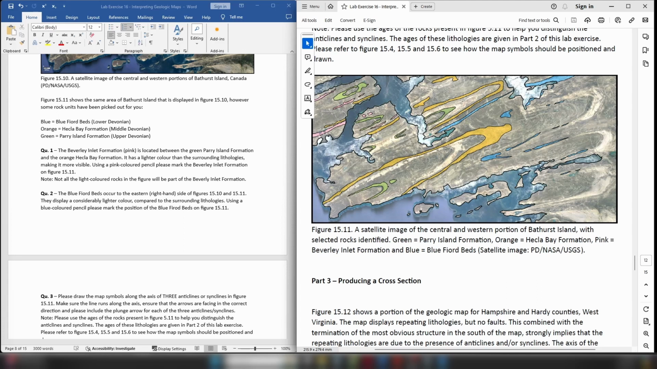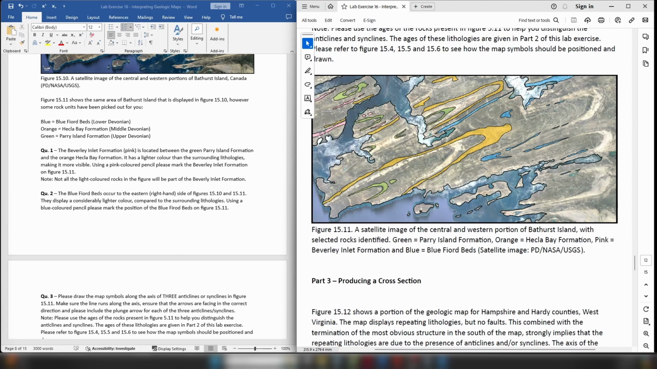So once again, here's the Hecla Bay Formation picked out in orange. Here is the Parry Island Formation picked out in green. And then we know that between those two formations is going to be the Beverly Inlet Formation. And so once again, look for that light colored layer of rock between these two formations. And you may even be able to pick out other locations where you see the same thing.